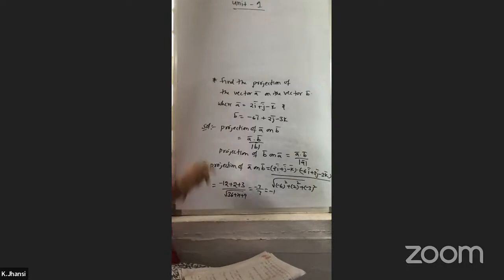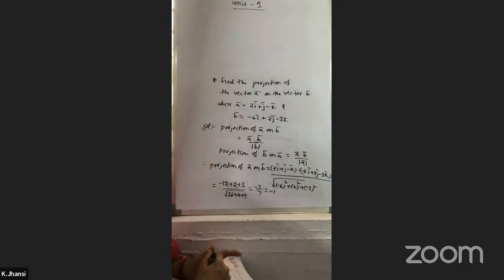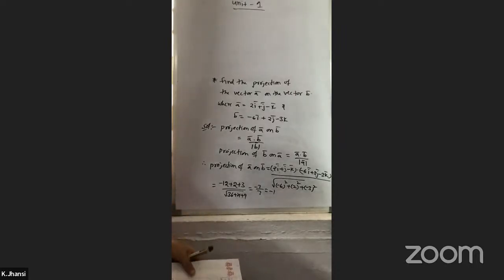So like this, you have to find the projection of vector A on vector B or on A. These are the formulas. Next, we have seen the dot product conditions, and cross product, and A dot B and B dot A.